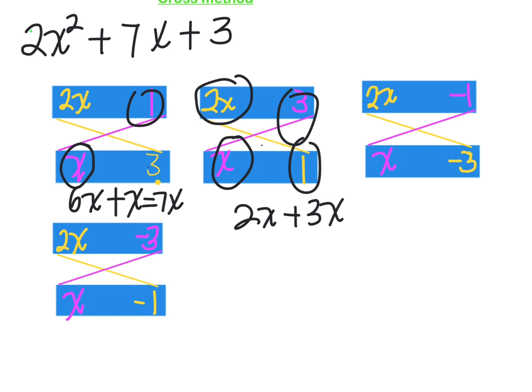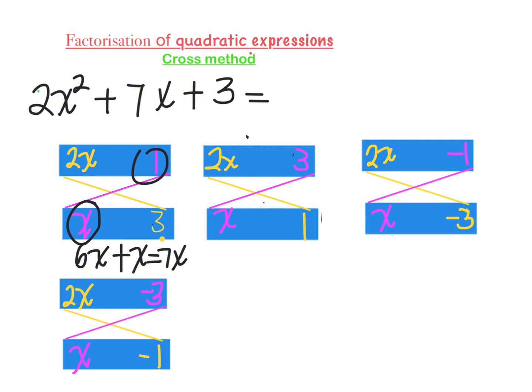So we can go ahead and then write the answer. The first one we have there, so you can make your 2 brackets. You have 2x plus 1. Remember that this is a positive 3 and a positive 1. And then for the next bracket, you have x plus 3. And that is the answer.